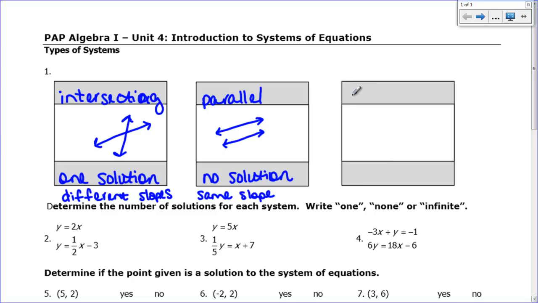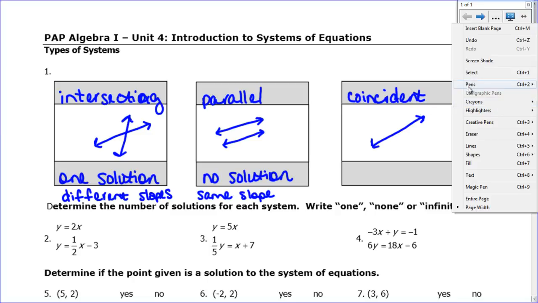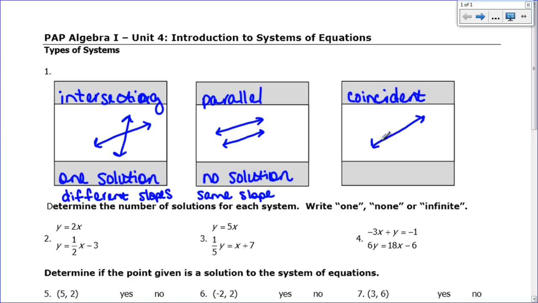The third type of system is what we call a coincident system. Not like a coincidence that happens, but a coincident system. Sometimes it's also pronounced coincident. You might hear it both ways. But what that means is that I have the same exact line, drawn twice, once on top of itself.